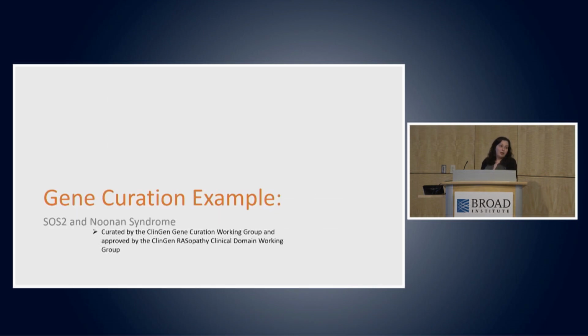So let's go to a moderate one now in a different disease area. This is SOS2 and Noonan syndrome. This was curated by the ClinGen gene curation working group. Actually, it was one of the paper genes I curated. It was approved by the RASopathy clinical domain working group subsequently. And this is an autosomal dominant curation here.